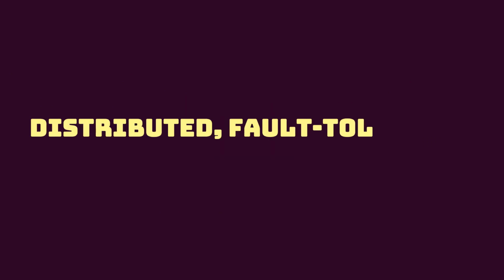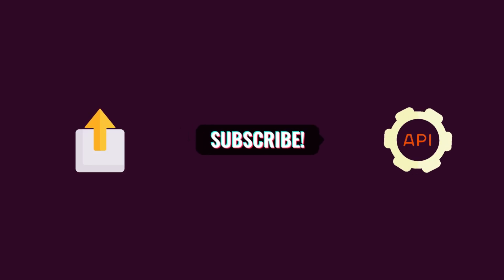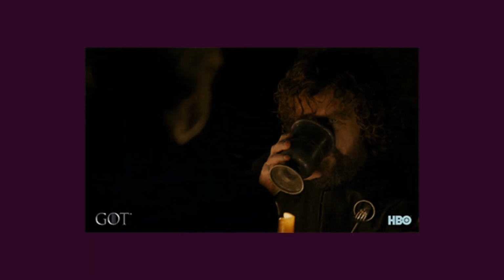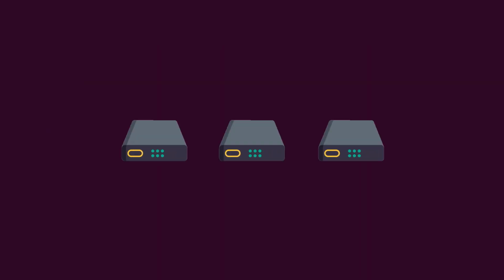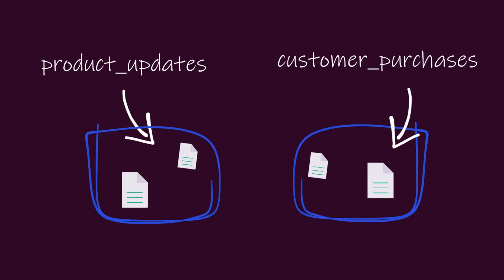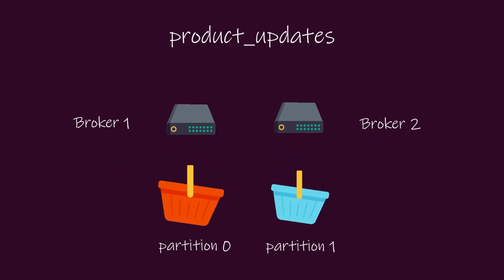Kafka provides a distributed, fault-tolerant, and highly scalable platform, allowing you to publish, subscribe, store, and process streams of records in real time. Lots of big words, huh? Let's break it down. Distributed. A Kafka cluster involves multiple servers which process messages, we call them brokers. Messages in Kafka are categorized into topics. Each topic is then further divided into partitions.